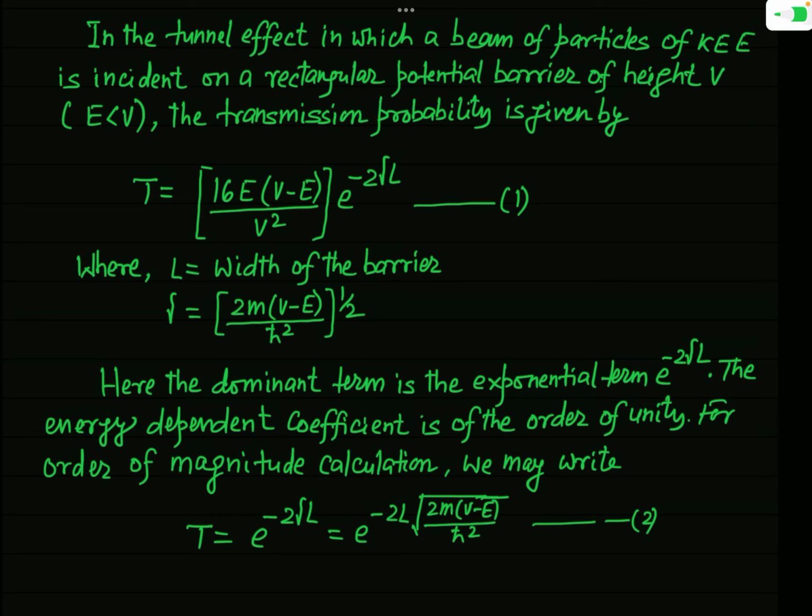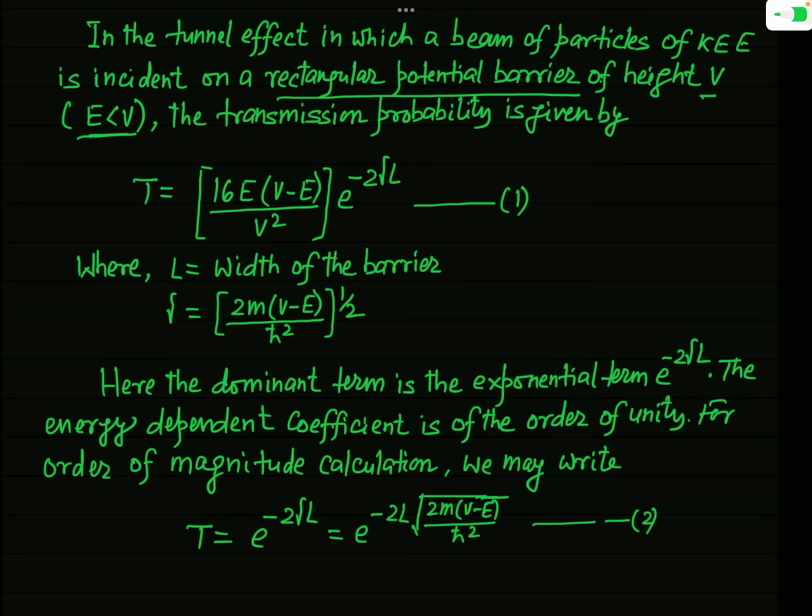As I have told you, you can see my video in quantum mechanics on this barrier penetration, or you may also consult any standard textbook of quantum mechanics to see this problem. In fact, when you study the tunnel effect, we consider that a beam of particles of kinetic energy E is incident on a rectangular potential barrier of height V, where the energy of the particle is less than V. Then according to quantum mechanics, the particle will not be completely reflected, but there will be a probability of transmission.